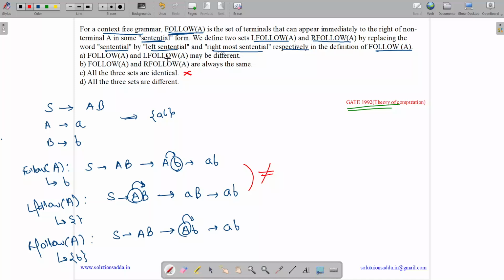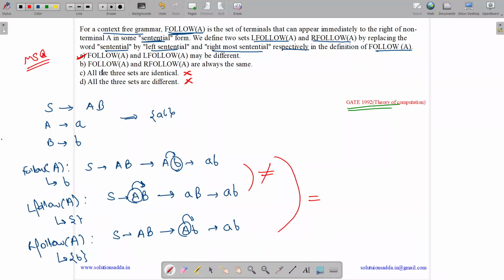Follow of A and L follow of A may be different. Yes, it can be different. So option A is true. It may be an MSQ type question, so let us analyze all. All three sets are different: here you can see follow of A and R follow of A are the same, so that is false. All three sets are identical is also false.